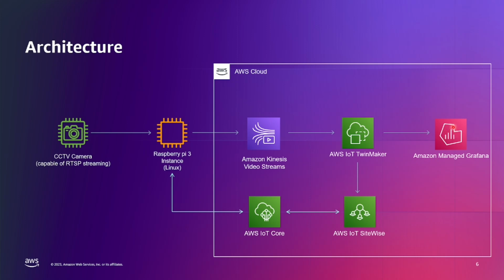From the Amazon Managed Grafana dashboard, we'll also be able to request videos that are not available within the Amazon Kinesis video streams. This is done via the plugin. The plugin will update the SiteWise configuration via Twinmaker, which will then deploy to the device using AWS IoT Core. The device will then upload the video to Amazon Kinesis video streams for the Amazon Managed Grafana dashboard to consume.